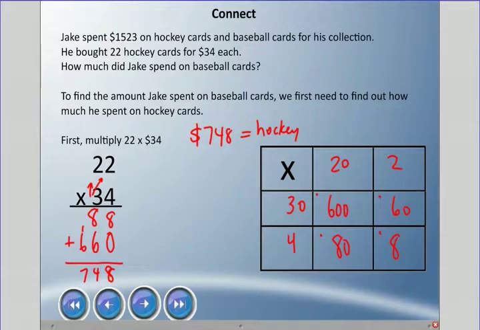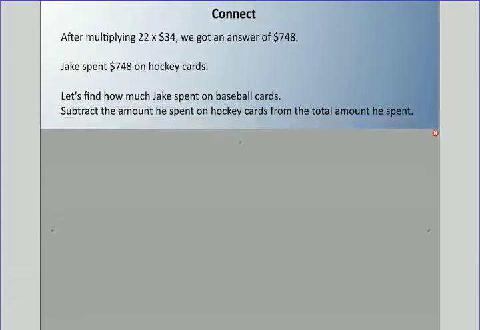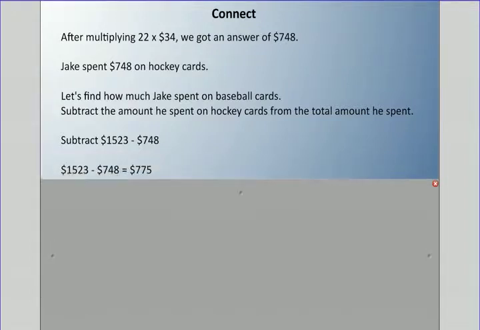But the question was, what about the baseball cards? How much did he spend on the baseball cards? So let's find out how much he spent on the baseball cards. If you haven't guessed, we're going to subtract the amount for the hockey cards from the total amount he spent. We learned in the first part he spent $1,523 total for both hockey cards and baseball cards. We subtract the hockey cards, and we're left with $775 in baseball cards.